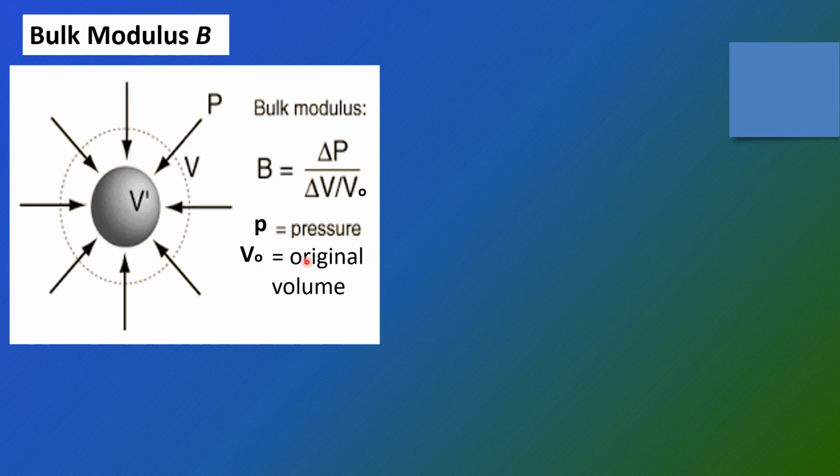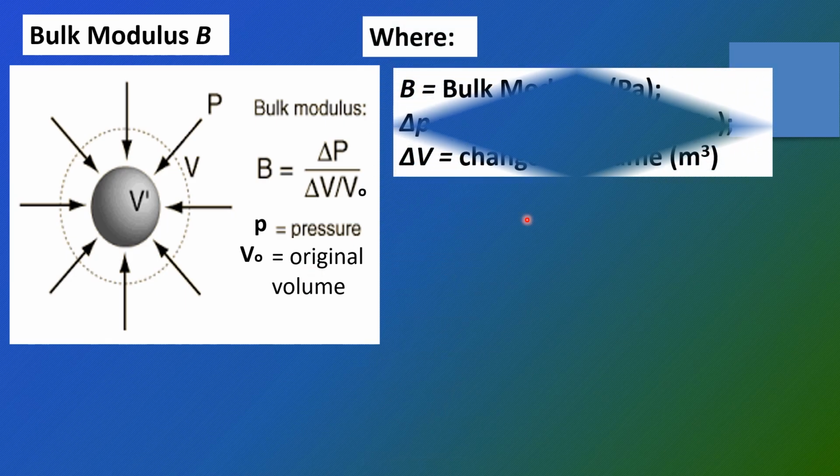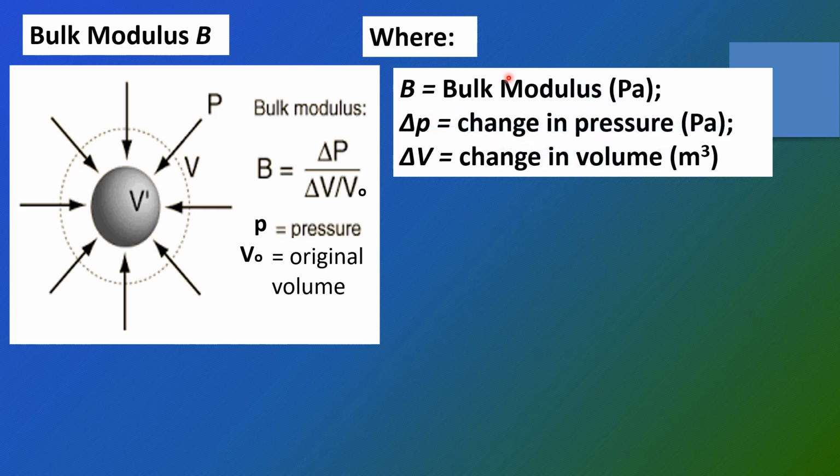So P stands for pressure, V is volume, where the letter capital B denotes what we call bulk modulus, just like the first two kinds of moduli, Young's modulus as well as shear modulus. Bulk modulus is also expressed in SI unit. It is expressed in Pascal or Newton per meter squared.